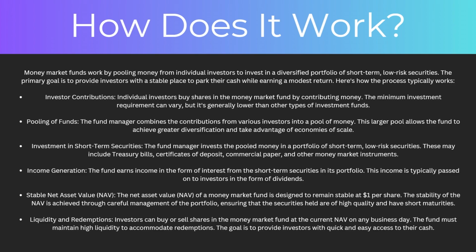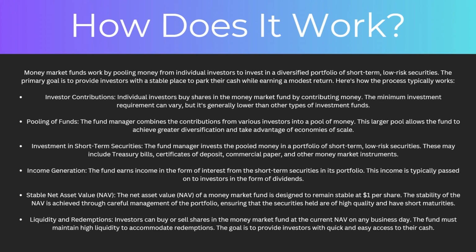Next, there's investment into short-term securities. The fund manager invests the pooled money into a portfolio of short-term, low-risk securities. These may include treasury bills, certificates of deposit, commercial paper, and any other money market instruments. Next, there's income generation. The fund earns income in the form of interest from the short-term securities in its portfolio. This income is typically passed on to investors in the form of dividends.